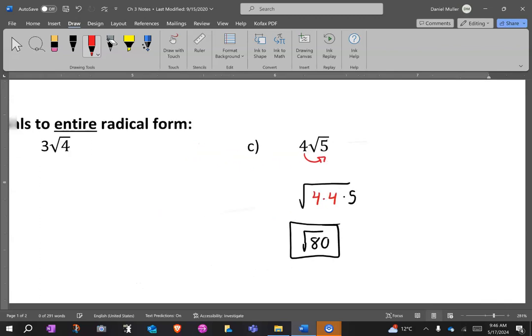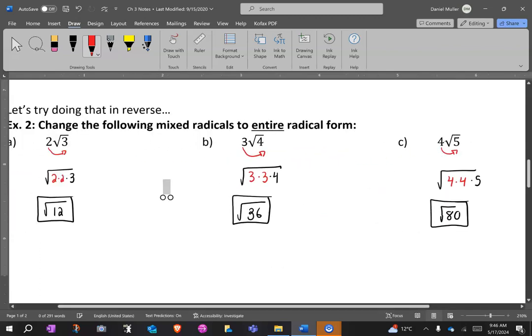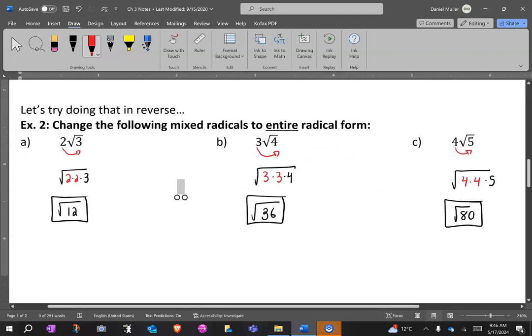So let's go on to the next one here. I'm just going to zoom out and you can take a look. There should be 3 of them.